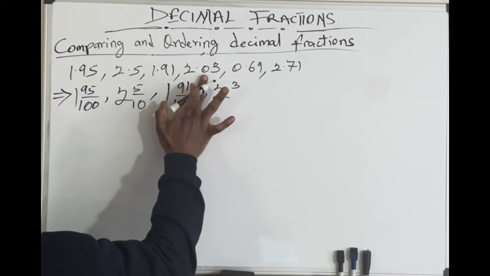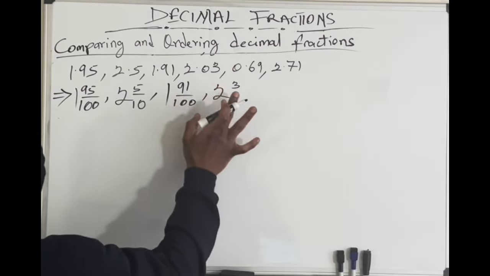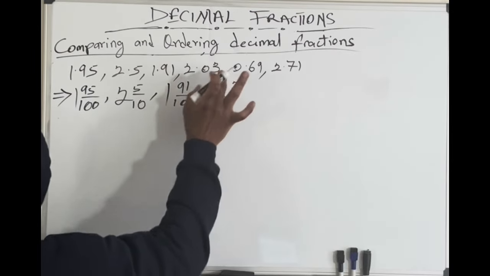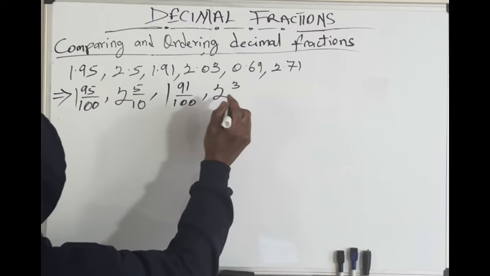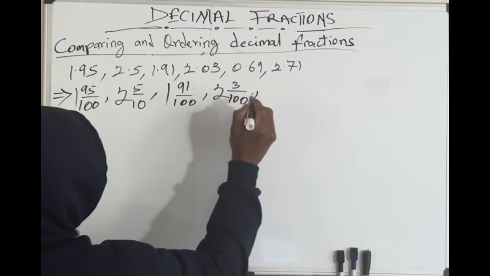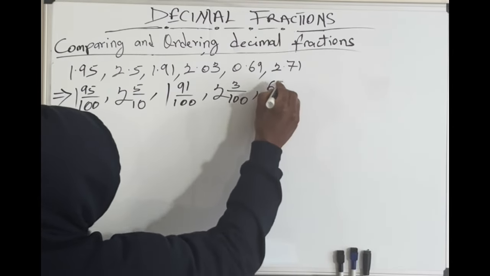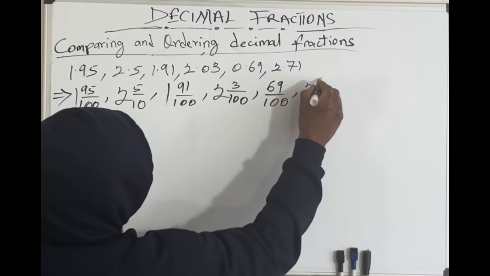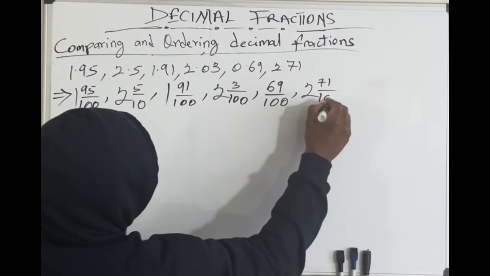Whenever a 0 precedes a natural number, we ignore that 0. But when it comes after the natural number or in between natural numbers, we include it. So 3 over 100. This is very easy. Then 0.69 is 69 over 100, and 2.71 is two whole number, 71 over 100.